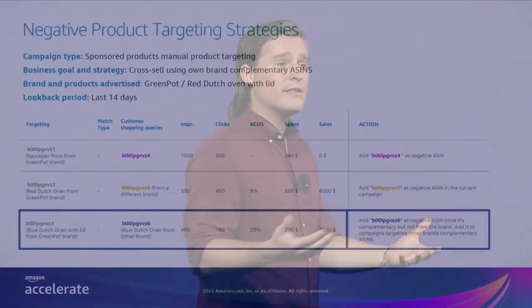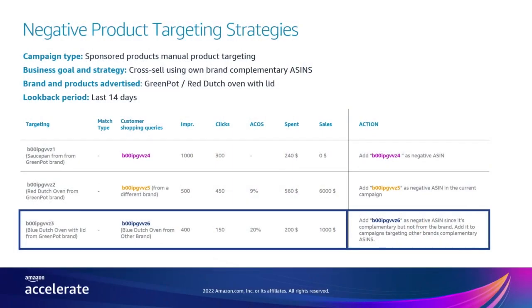In this third scenario, the ad appeared on the product detail page of a Dutch oven from another brand, which we consider a substitute. So the best course of action is to add it as a negative product target and negative brand target. However, Green Pot can add that product to the other brand's targeted campaign. You may also want to consider using negative targeting to prevent your ad from being eligible to display for products that are cheaper than yours, have better ratings, or have a higher number of customer reviews. This will avoid putting your ad in placements where it may not be as competitive.